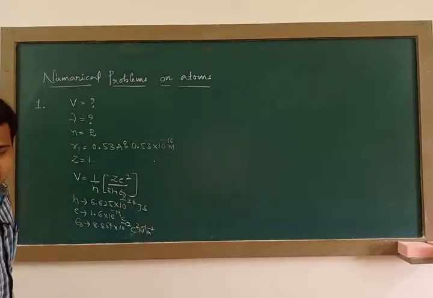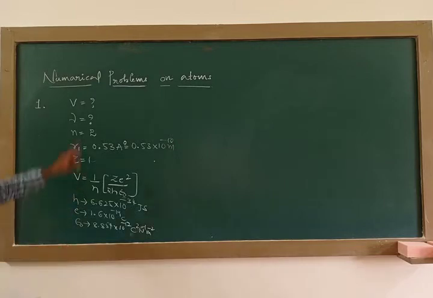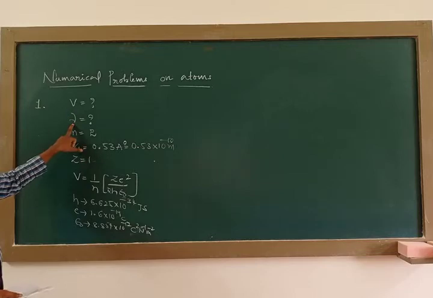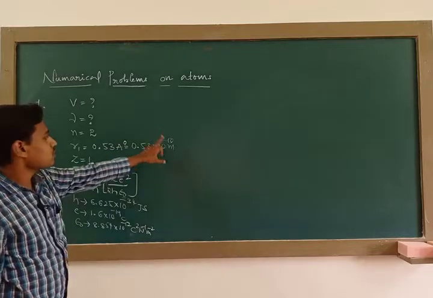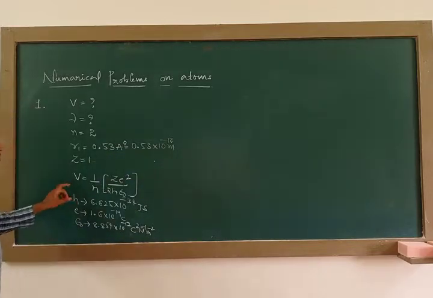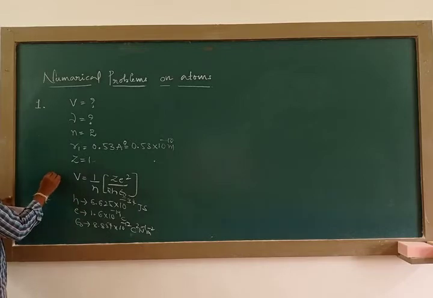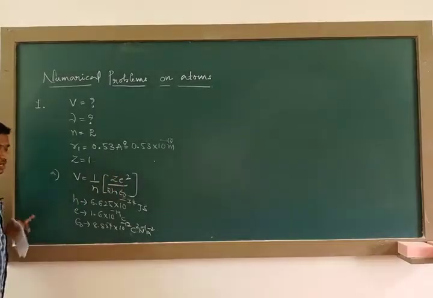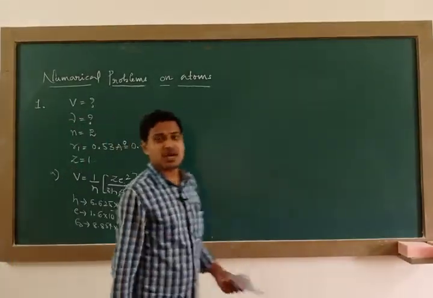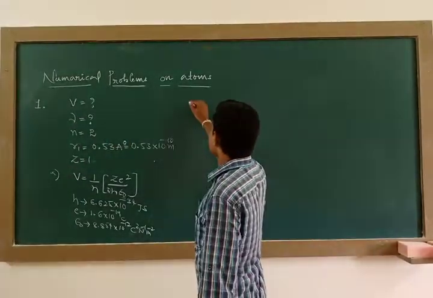The first problem is very simple. Calculate the orbital velocity of the electron as well as the frequency of revolution of the electron in the second orbit. For this, they have given the radius of the first orbit as 0.53 angstrom, that is 0.53 into 10 raised to minus 10 meter. So how to calculate orbital velocity? We know that orbital velocity V is equal to 1 by n into Z e square by 2 h epsilon naught. I have every value here, just substitute.